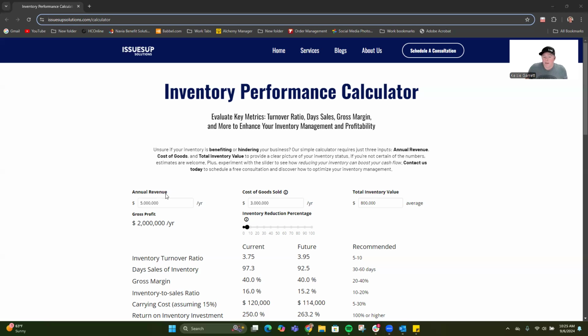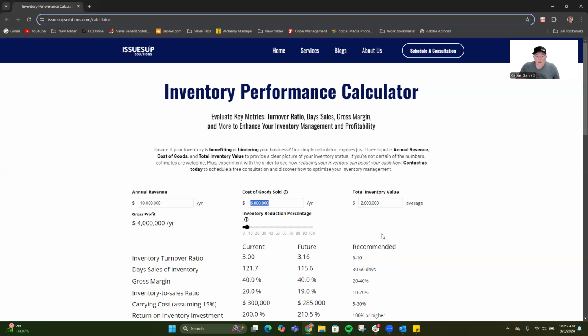So there's auto-populated numbers in here. You can change them as you go. Let's just say your annual revenue is 10 million. And usually standard is about cost of goods sold are usually about 60% of your annual revenue. So just for easy math, we'll put that at 6. And inventory value, we'll just say you got 2 million.